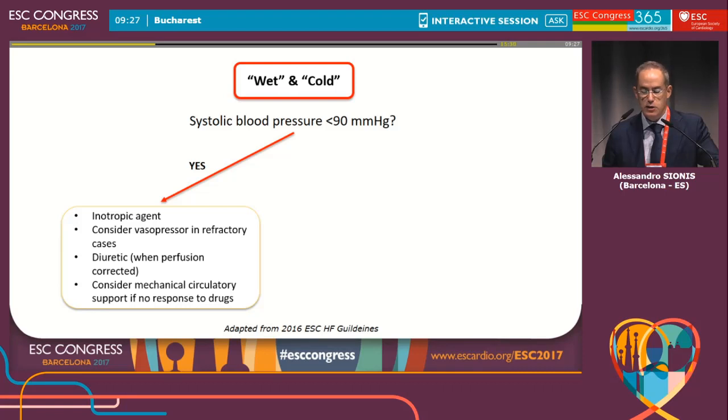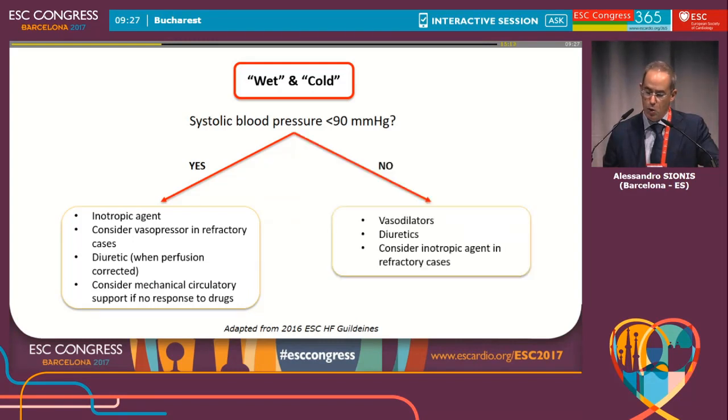But the guidelines tell us that if you have a low blood pressure, you should think about starting an inotropic agent, and you should also consider a vasopressor in refractory cases. Use diuretics very cautiously, and also consider using mechanical circulatory support in response to drugs. While if our patient does not have hypotension, then we should think more about vasodilators and diuretics and use inotropic agents only in refractory cases.